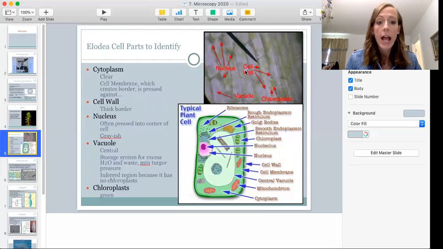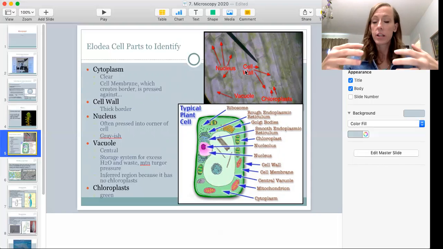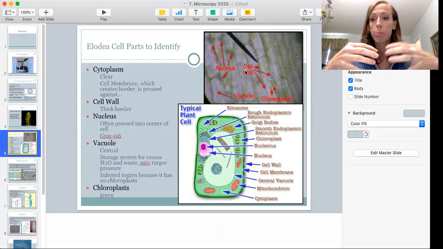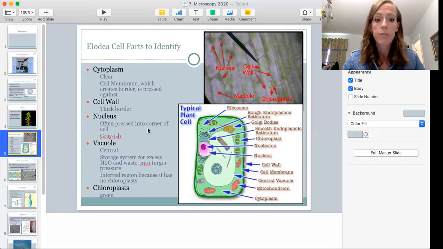Okay, and then the vacuole, the central vacuole in Elodea, is a storage system for water and waste products from the cell. It's generally thought to be responsible for the turgor pressure. Remember, the water that is contained within the cell is allowing the cell to have a pressure up against that cell wall. We refer to as turgor pressure. So you will infer this region based on the fact that there are no chloroplasts present. So in the large grayish area, relatively clear structure, that is your central vacuole.